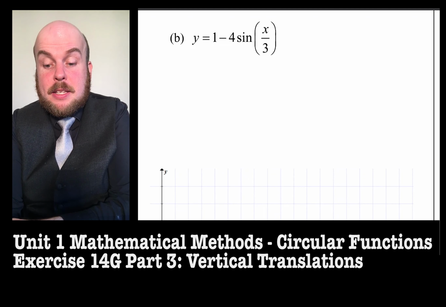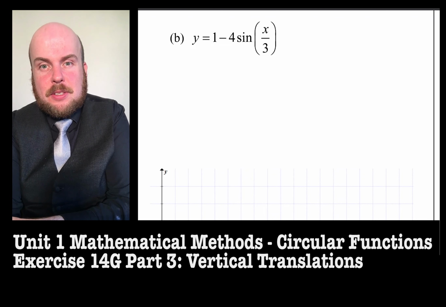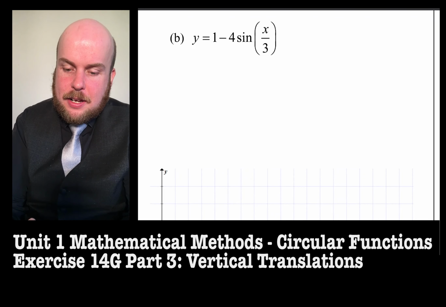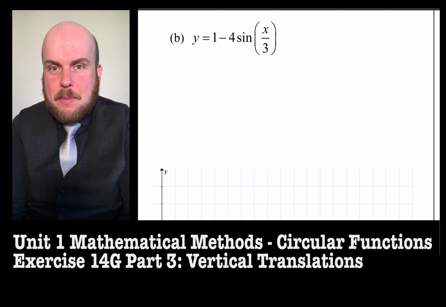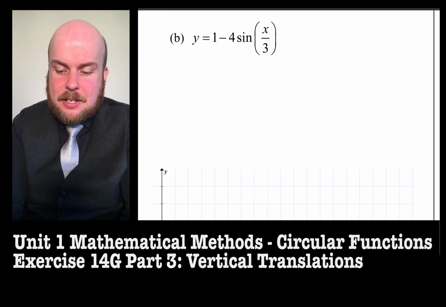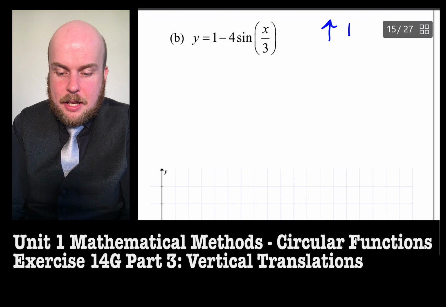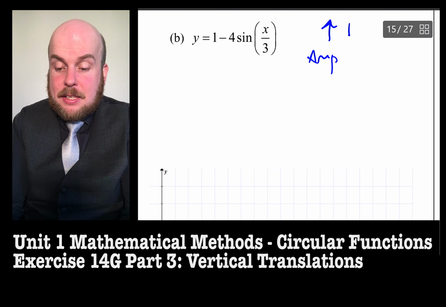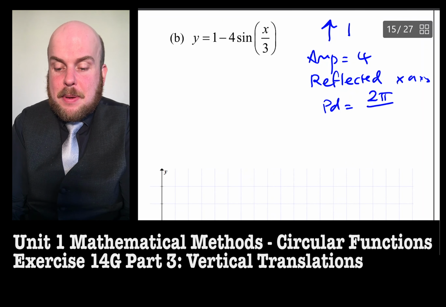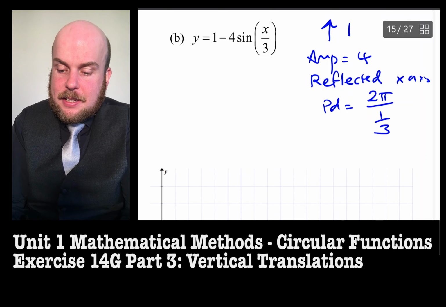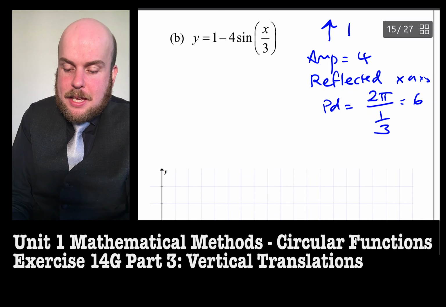Y equals 1 minus 4 sine x over 3. This has got so much going on right now. So that 1, for instance, a lot of people think it's 1 minus because they mix the minus signs. No, it's actually been translated up by 1. The amplitude is 4. It's been reflected, so it's an upside down graph on the x-axis. And the period is 2 pi over 1/3, because remember that's the same as saying 1/3 x. So this is 6 pi.